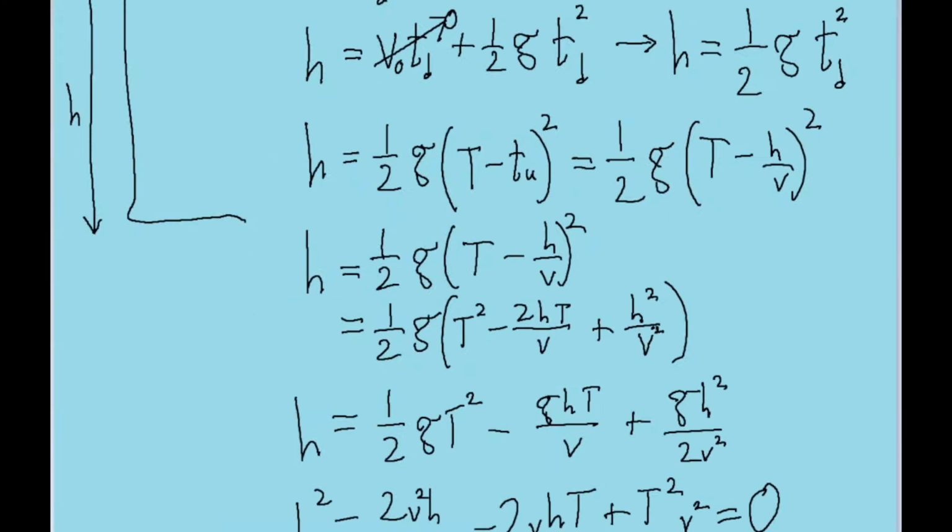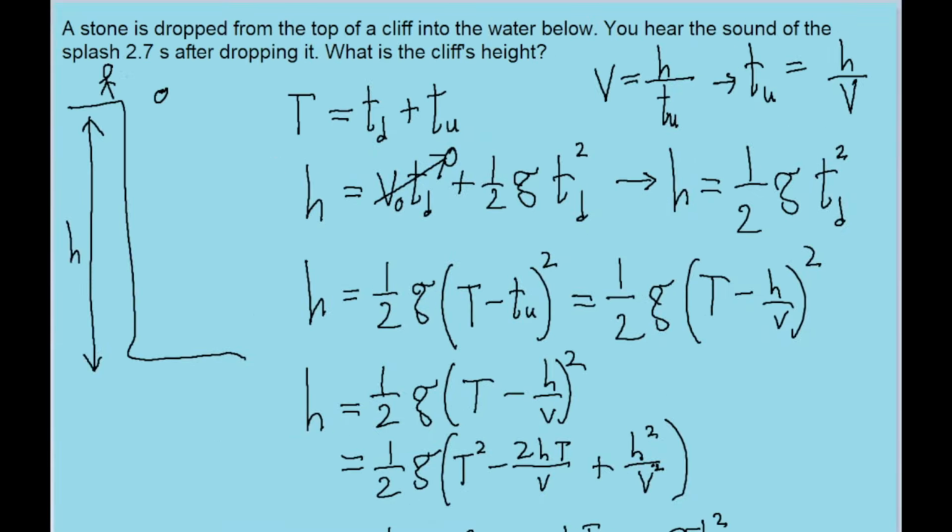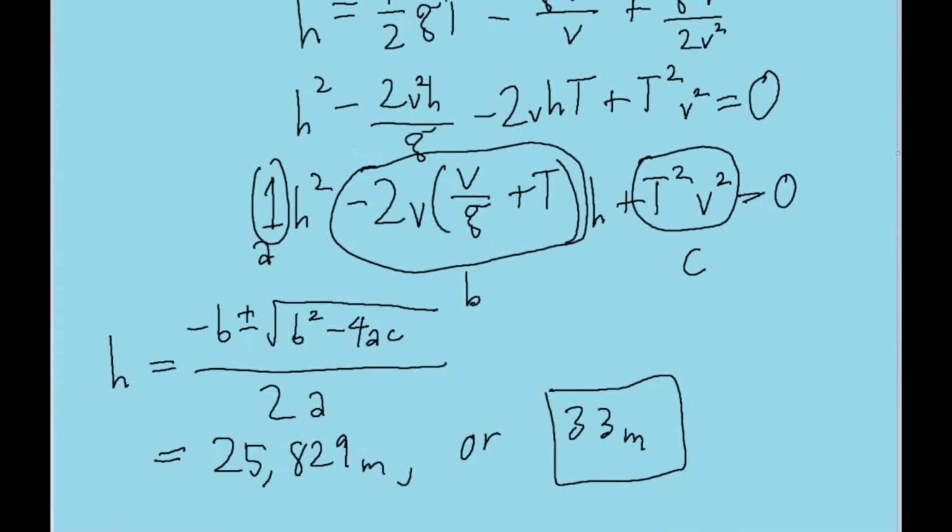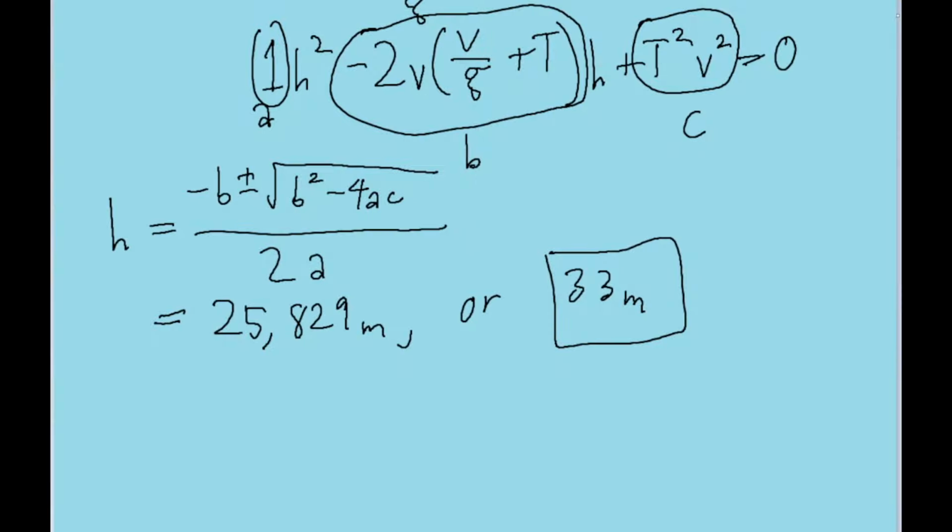We know this because the problem tells us that we hear the splash 2.7 seconds later, and it's pretty simple to figure out that if the cliff really was almost 26,000 meters high, it would take way more than 2.7 seconds for us to hear it again. So that answer is just completely nonsensical.